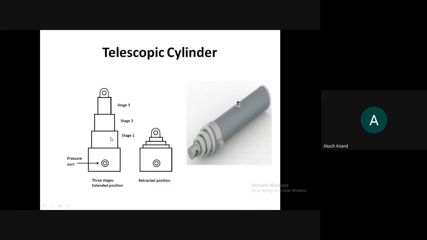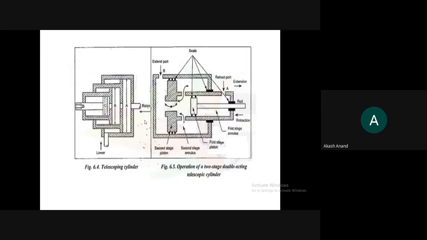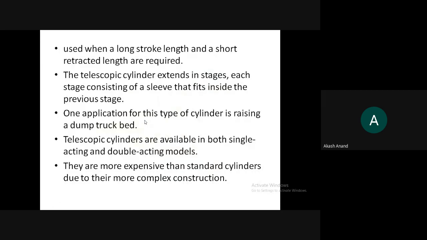You can see that there are different sleeves that fit inside another sleeve. After that, one application for this type of cylinder is raising a dump truck bed. It is a simple application for this type of cylinder.